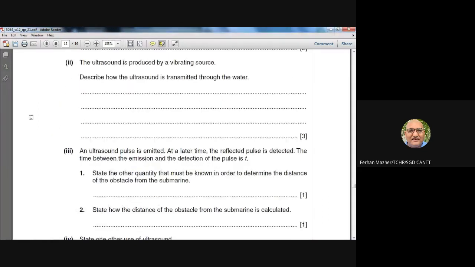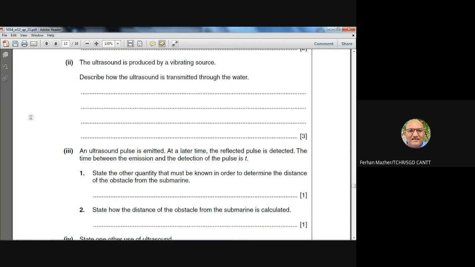The ultrasound is produced by a vibrating source. Describe how the ultrasound is transmitted through the air. The source which produces the ultrasound is vibrating to and fro about the mean position. So what happens when it moves forward? It produces compression in the air. And when it moves backward from its mean position, it produces rarefaction in the air.